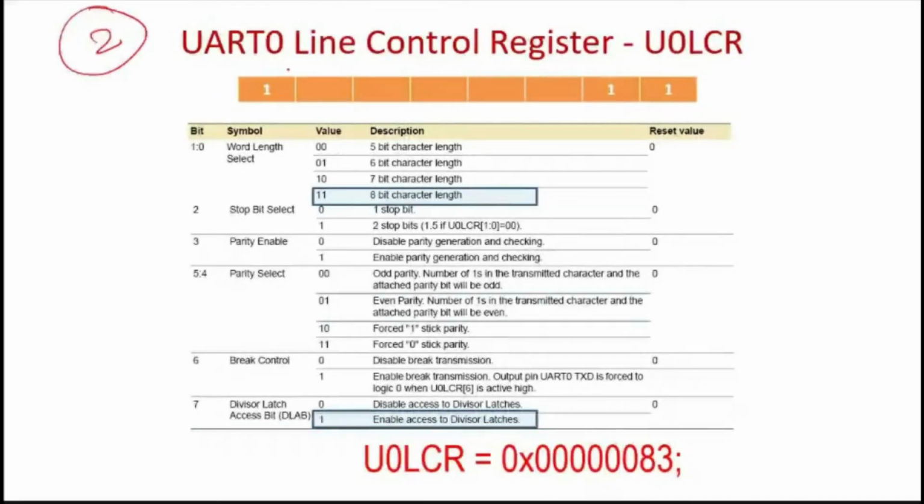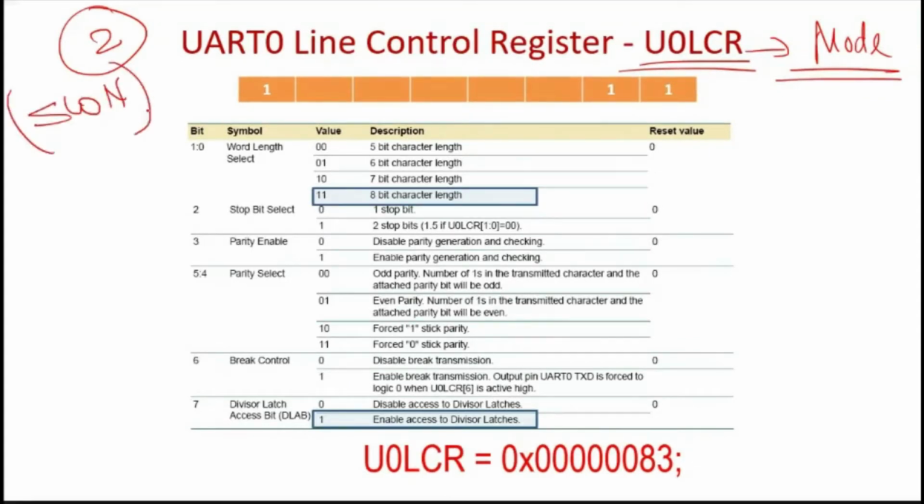Second thing, the UART0 line control register, LCR. This is used to set the mode of serial communication. You can imagine this as SCON of the 8051. The first 2 bits of this UART0 line control register define the size of your payload.